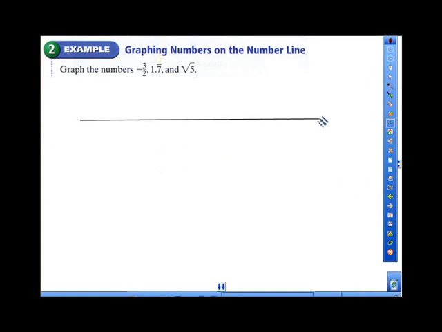Let's graph some of these numbers on a number line. So let's make a number line real quick. 0, 1, 2, 3, -1, -2, -3. So -3 over 2. -3 over 2 is an improper fraction, so let's change this to a mixed number. This is equivalent to -1.5. So where's the -1.5 on our number line? -1.5 is going to be right there.